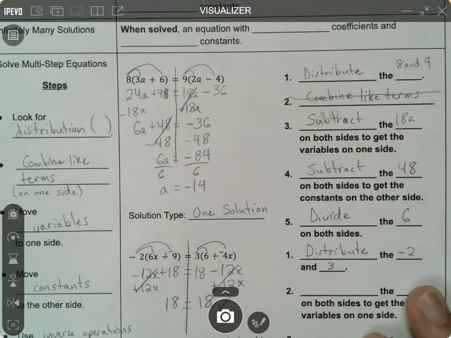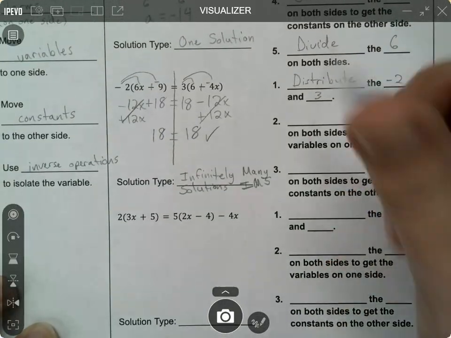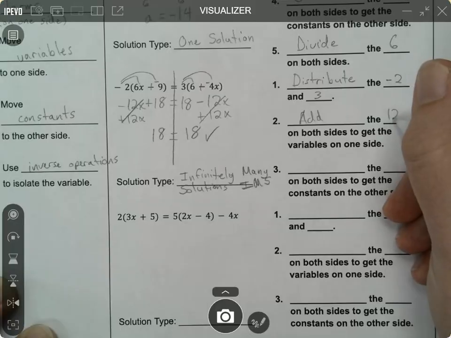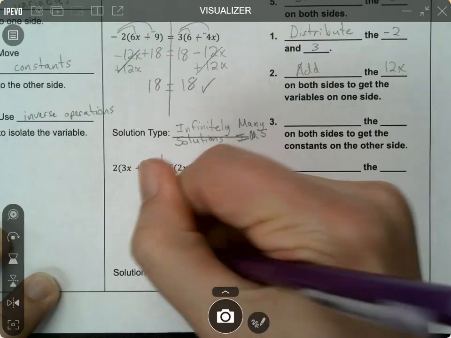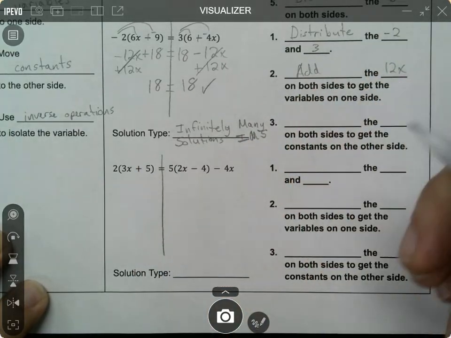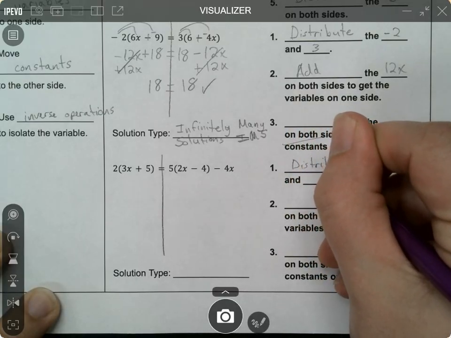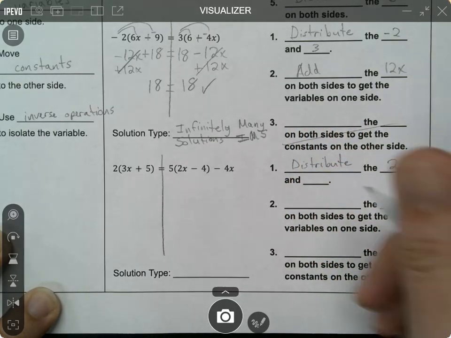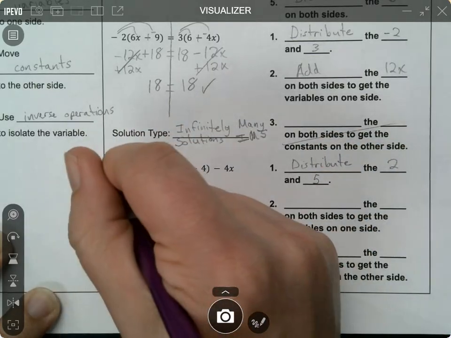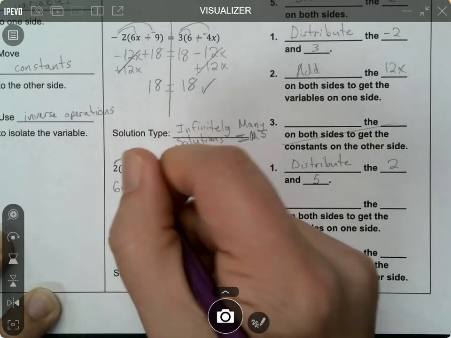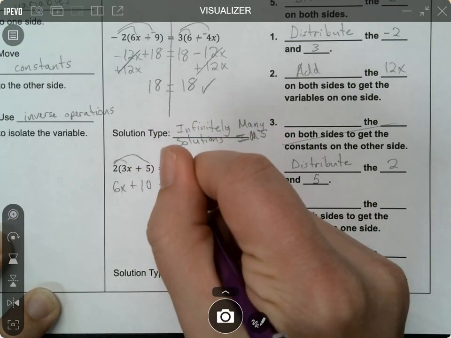I want to go to the problem underneath, okay, the third one. What did we do here? We added 12x. Okay. On the third one, we're going to start off doing the same thing. There is distribution, so we will distribute. The 2 gets distributed and the 5 gets distributed. So we've got 2 times 3x. That's 6x. 2 times 5 gets me 10. 5 times 2x gets me 10x.